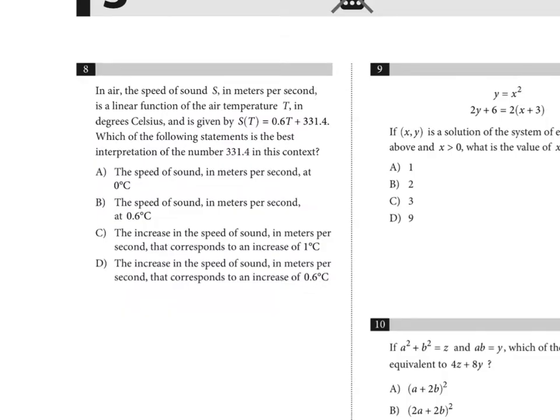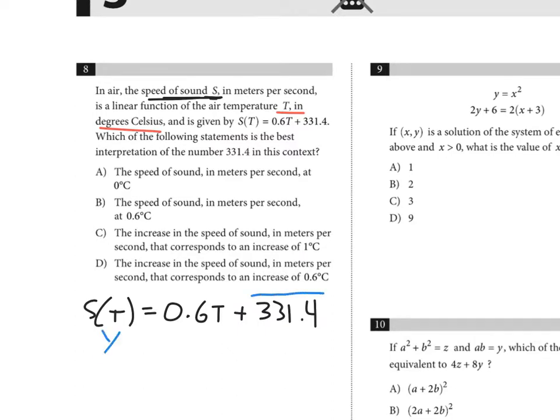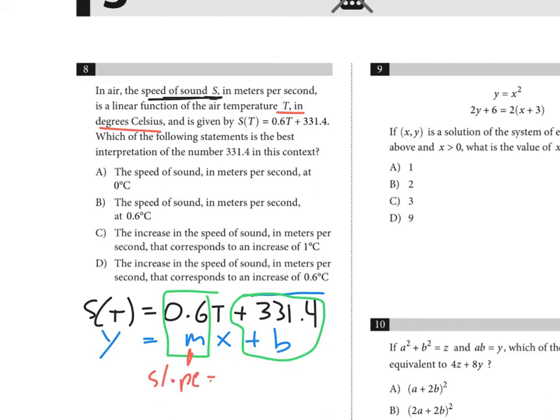Problem 8, in air, the speed of sound s in meters per second is a linear function of the air temperature. So s stands for the speed of sound, and T stands for the degrees Celsius. And we have this function, and the question is saying, which of the following statements best represents this number 331.4? Well, if you compare the function to the equation of a line, y equals mx plus b, m would be the 0.6, and b would be the 331.4. M is the slope, which stands for the change.